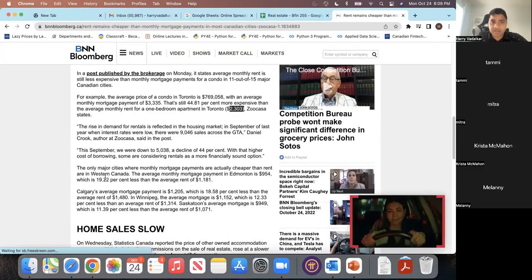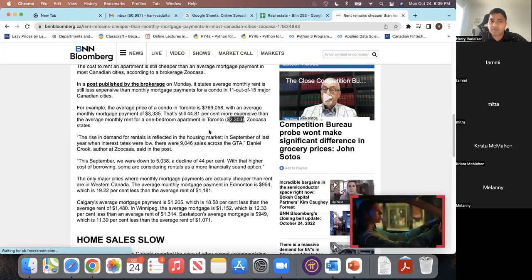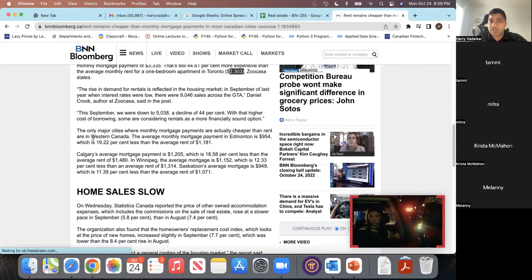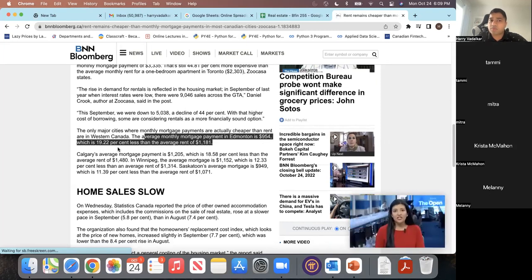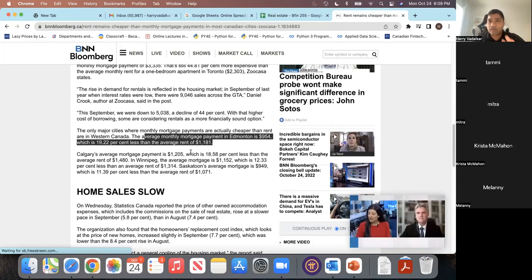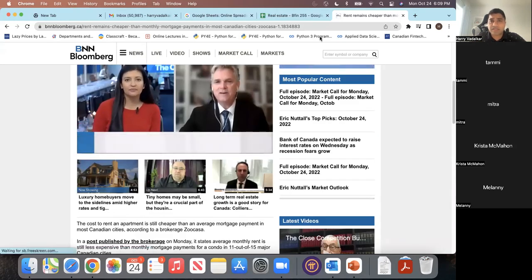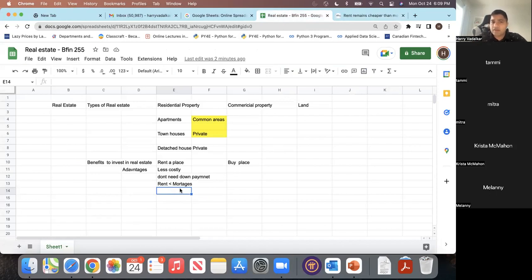Okay, if you see other areas like Vancouver and so on, the concept is the same. The only cities where it's not true right now are in Western Canada, where the average monthly mortgage in Edmonton is 954, which is 19.22% less than the rent of $1,100. So only Calgary and Edmonton, amongst the big cities, are places where mortgage is actually cheaper than rent, even with the interest rate increases. In the rest of Canada, most provinces, rents are right now cheaper than mortgages. So it depends on the economic situation, interest rates and so on, but usually rents are lower than mortgages.